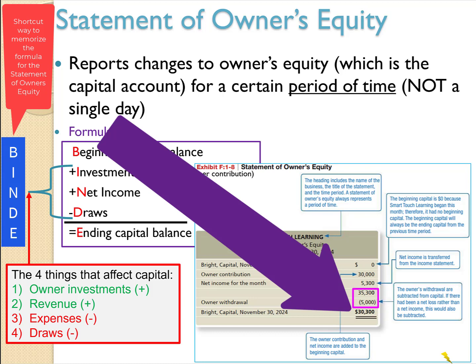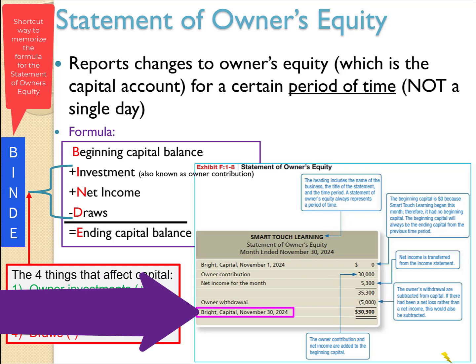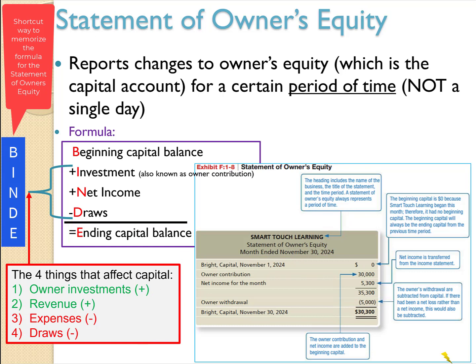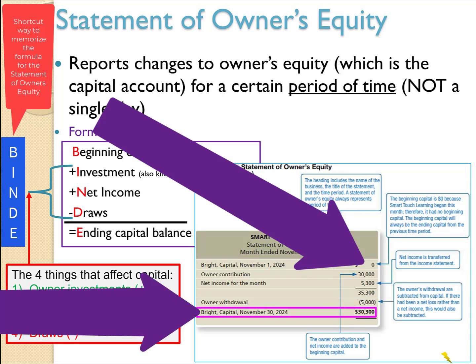So when we take the subtotal of $35,300, we subtract the owner withdrawal, we get a final ending capital of $30,300. The reason we can tell that this is the ending capital is because, remember, for this statement, the time period is for the month of November. So because this is Bright, capital, November 30th, that's another way of saying ending capital. In other words, the capital at the end of the period. So let's analyze this statement of owner's equity. So the main thing is, did capital, in other words, owner's equity, go up during the period or did it go down? Well, the beginning capital was 0 and the end of the month with $30,300 of capital. So that's good, equity increased.